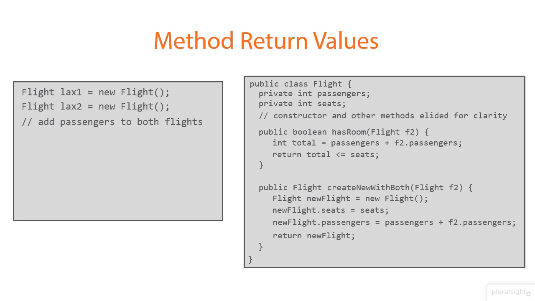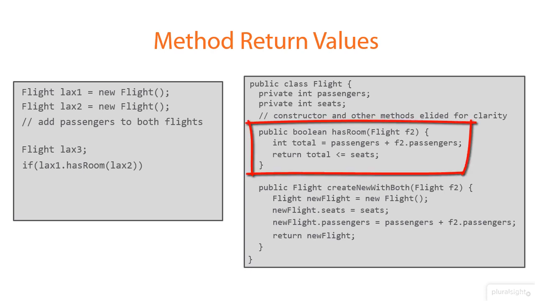What I'm going to do is create a new flight reference. But notice I'm not creating a flight, it's just a flight reference. What I want to do now is check if there's room to combine lax1 and lax2 passengers, and if so, go ahead and do that. So I'll have an if statement that says, if lax1.hasRoom(lax2). Remember, that calls over to our hasRoom method.